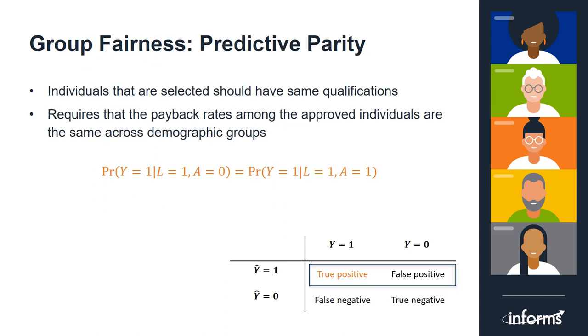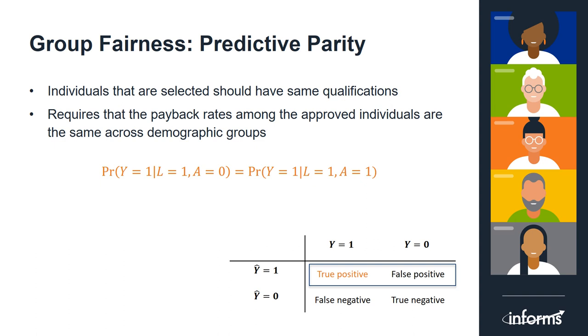The previous four fairness notions focus on the predicted outcomes or scores for individuals with certain actual outcomes. The next two fairness notions are the opposite. They evaluate the actual outcomes for individuals with certain predicted outcomes or scores.